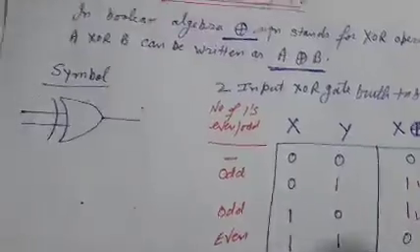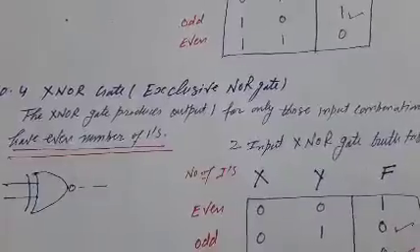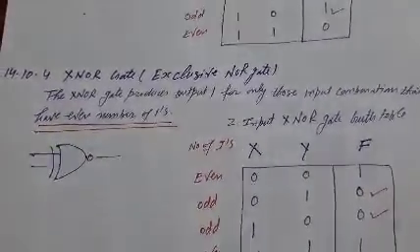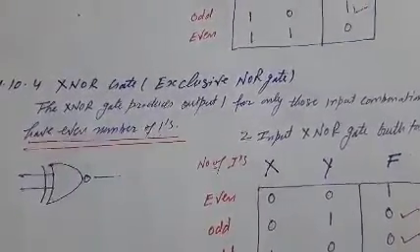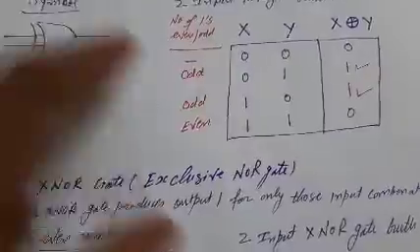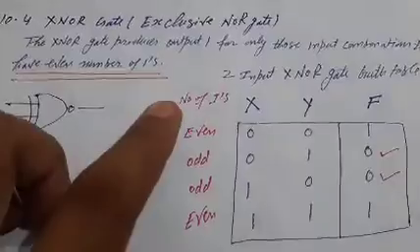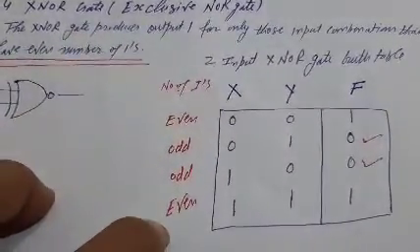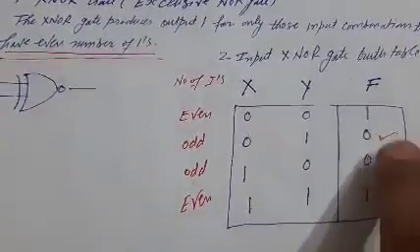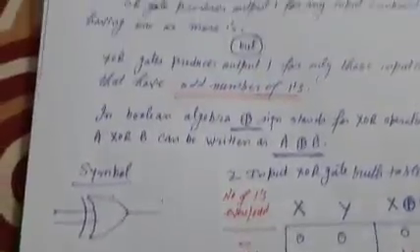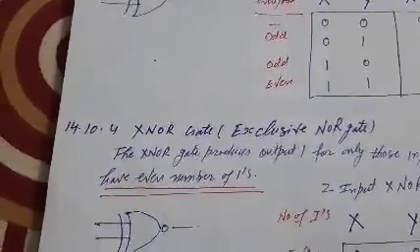And last is the XNOR. XNOR gate produces the output 1 only for those input combinations that have an even number of 1s. In case of XOR, the odd combination gives 1, but in case of XNOR, when the combination is even, then the output is 1, or when the combination is odd, then the output is 0. This is the difference between XOR and XNOR. The rest of the part we will discuss later.